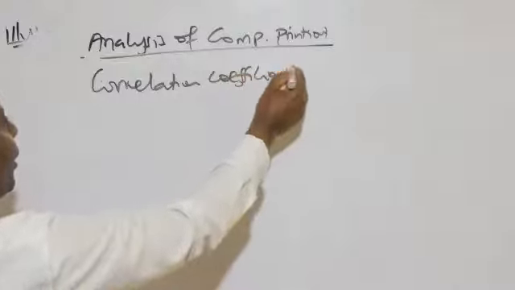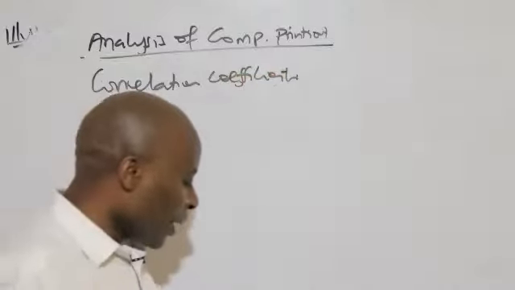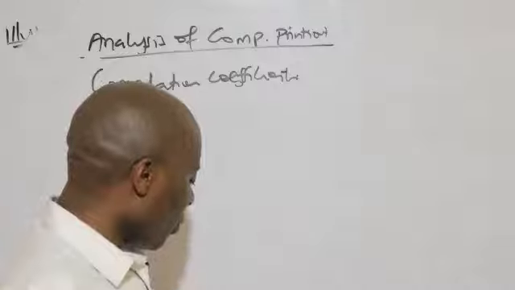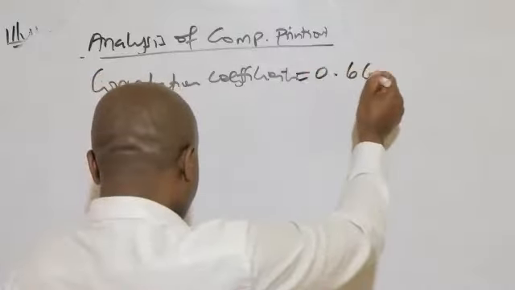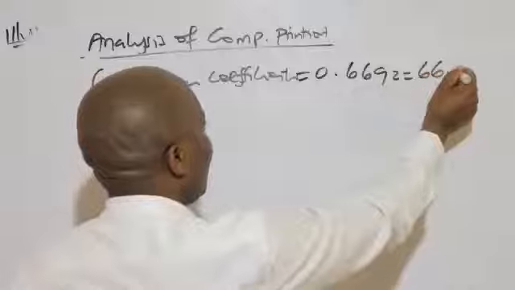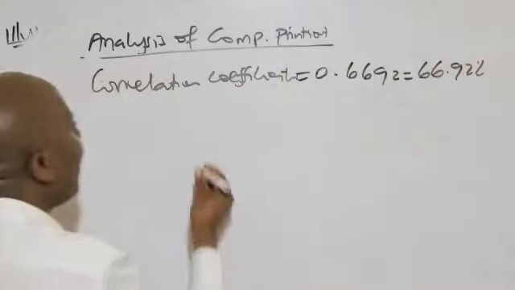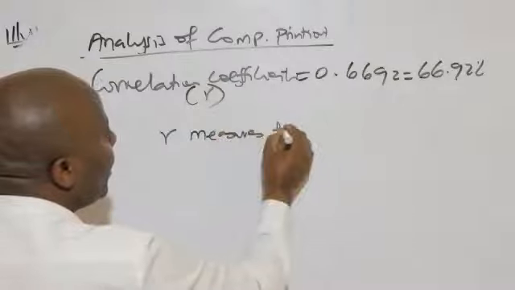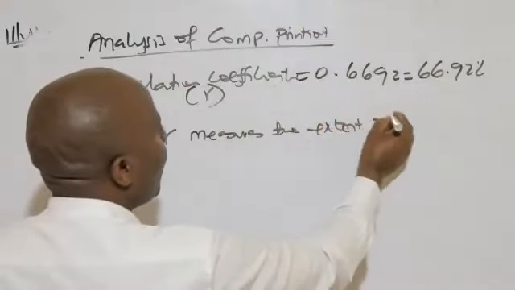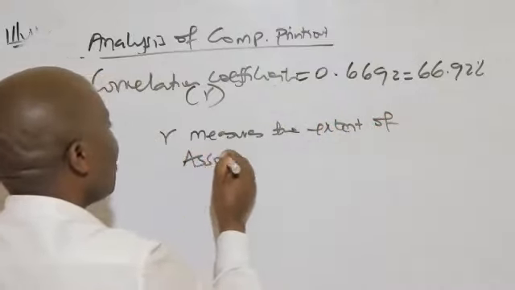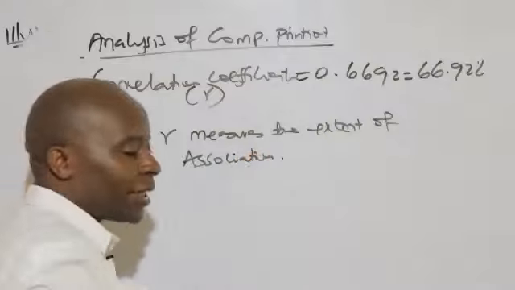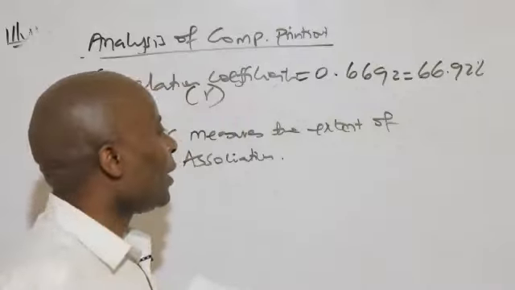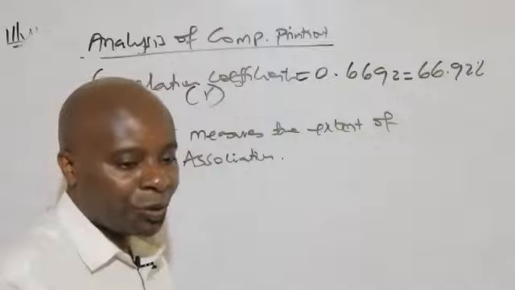coefficient. The correlation coefficient, what they are calling multiple, is basically for multiple regressions, for multiple variables. So I can see the computer correlation there is 0.6692, which is the same as 66.92%. Remember, this is R, and R measures the extent of association between variables.